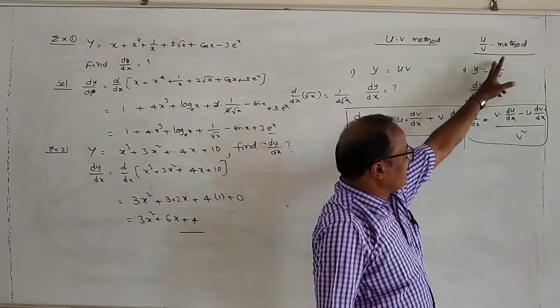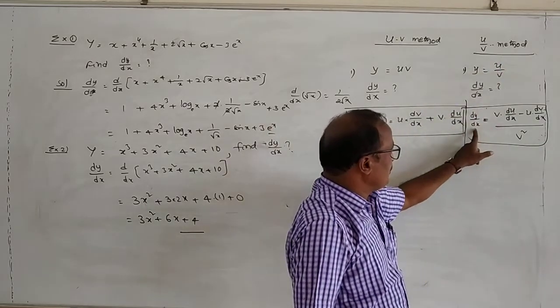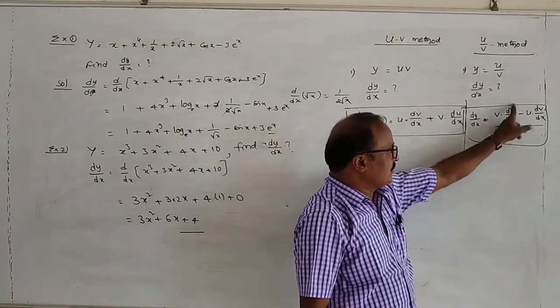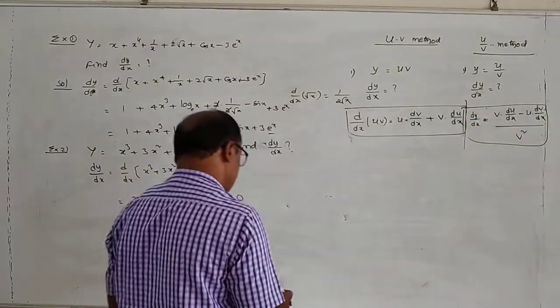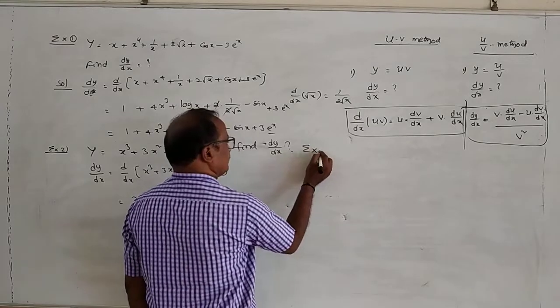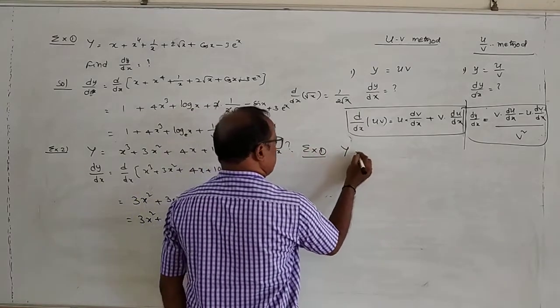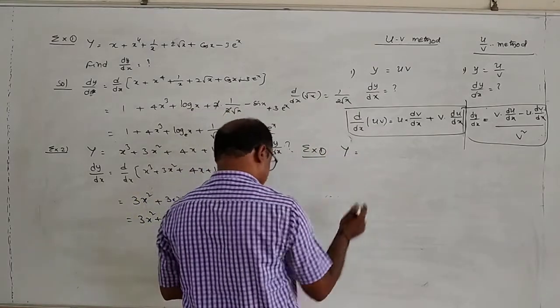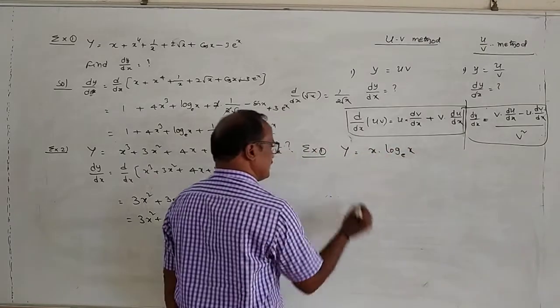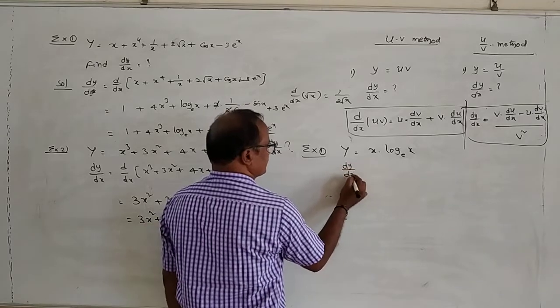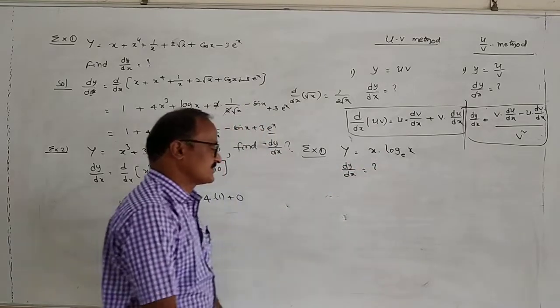Here y equal to u by v. d by dx of u by v is equal to v into du by dx minus u into dv by dx, by v square. Regarding that, there is one example. Suppose y is equal to x into log x. Find the value of dy by dx.